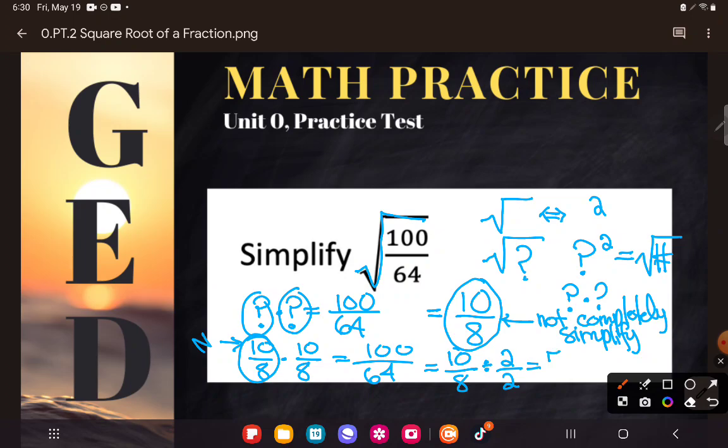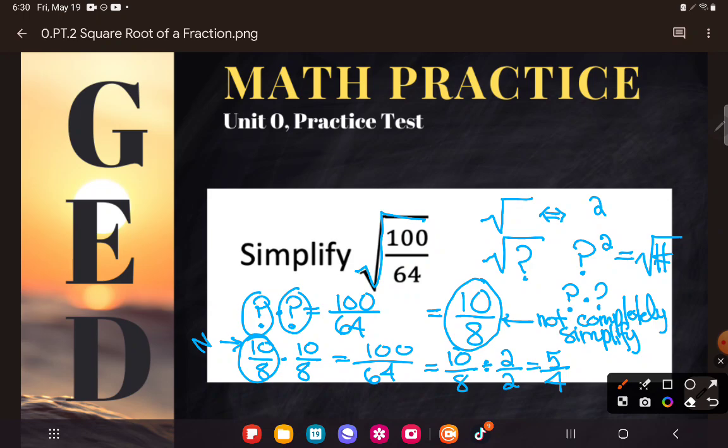10 divided by 2 is 4. 8 divided by 2, I wrote it right and said it wrong. Sorry, 10 divided by 2 is 5, and 8 divided by 2 is 4. And now they have no more common factors. 5 and 4, the only times tables they're both on is the ones. And so it is reduced to lowest terms.